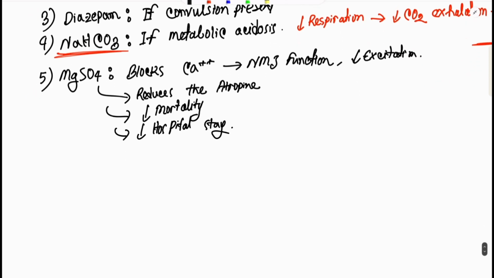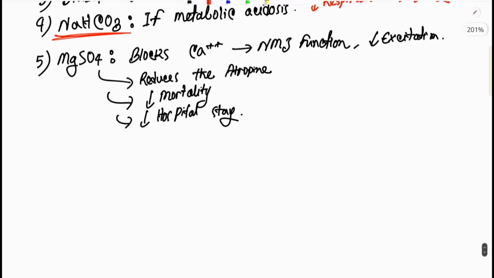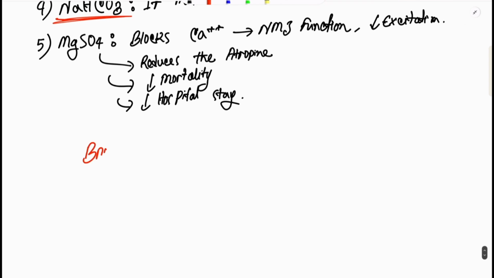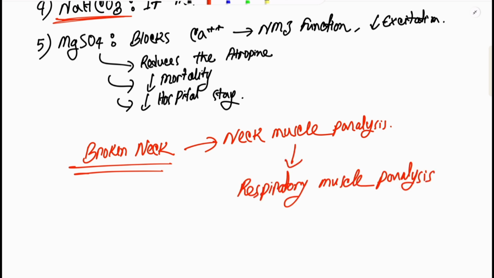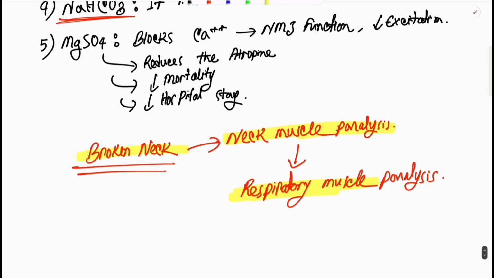After doing this pharmacological management, we should monitor the patient for the broken neck sign. Actually, the broken neck sign is confirmatory of neck muscle paralysis. So why should we know about neck muscle paralysis? Because neck muscle paralysis is the indicator of respiratory muscle paralysis. When a patient has neck muscle paralysis, it indicates that his respiratory muscles are going to be paralyzed soon, and it will be the cause of death. So we must observe the patient for the broken neck sign.